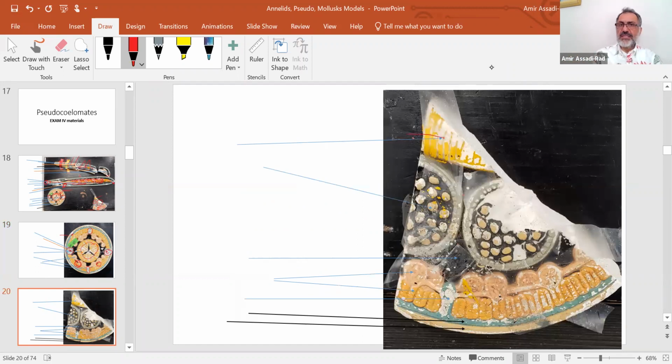Female, again, intestine, oviduct, uterus, sorry about that. These are all longitudinal muscles. This would look like a nerve cord, hypodermis, and cuticle.